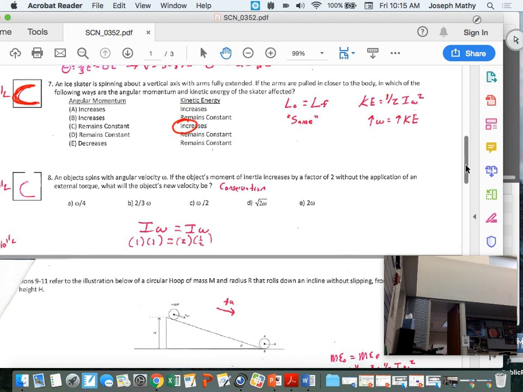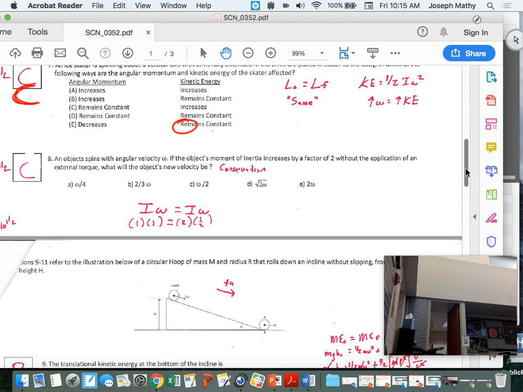When I look at 7 and 8, they're both kind of similar, but angular momentum stays the same, but the kinetic energy will not stay the same. If you increase omega, then you're going to get more kinetic energy. So that's why that has to increase. Number 8 is I omega equals I omega.